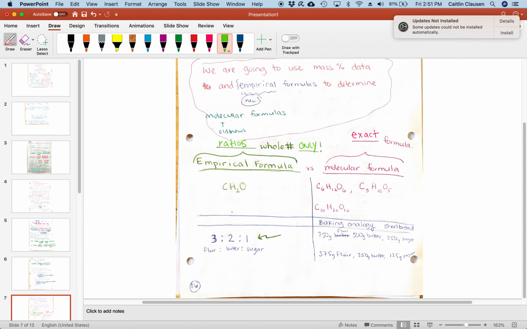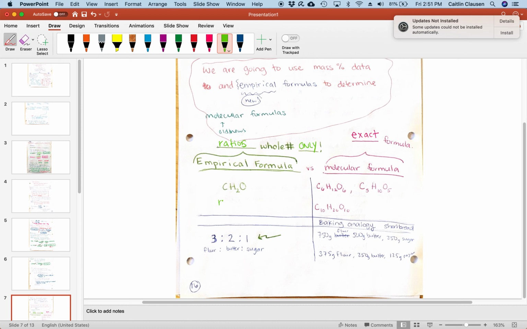So similar to the Scottish shortbread example that we did, where I said it's 750 grams of flour to 500 grams of butter to 250 grams of sugar. That's an exact recipe to make 60 cookies. 375 grams of flour, 250 grams of butter, and 125 grams of sugar is an exact recipe to make 30 cookies. What these each have in common is the ratio of flour to butter to sugar, which is 3 to 2 to 1. So the ratio of each ingredient would be similar to an empirical formula compared to a molecular formula.